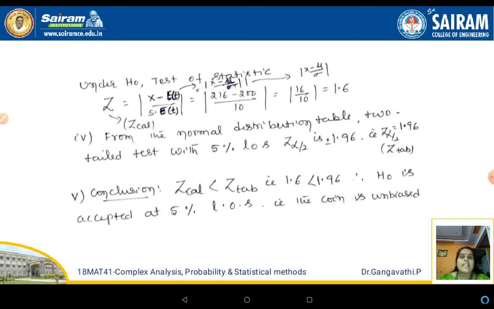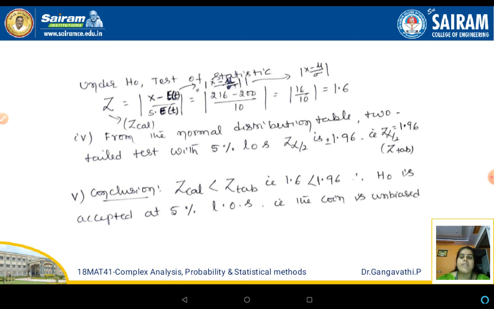So what was your x here? X is the number of times the head appeared in the tossing. So 216 times the head appeared. Therefore, the value of x is 216. Mu we have evaluated, which is 200, and sigma we have also evaluated just now, the value was 10. So when we substitute all that, we get the value as 1.6.